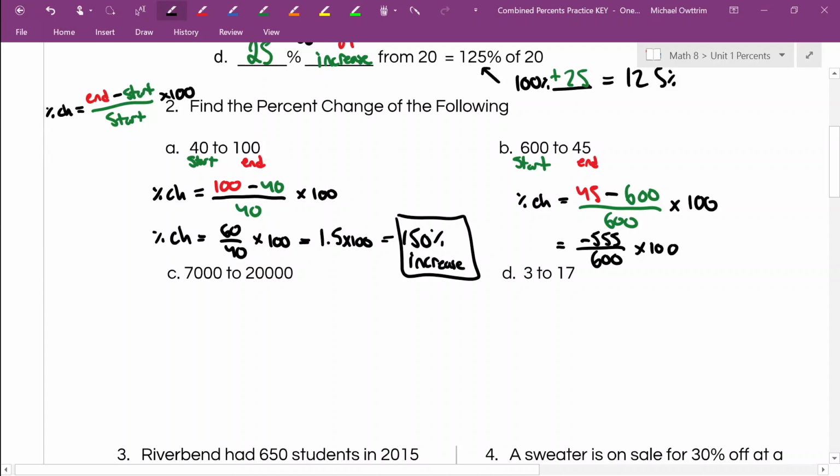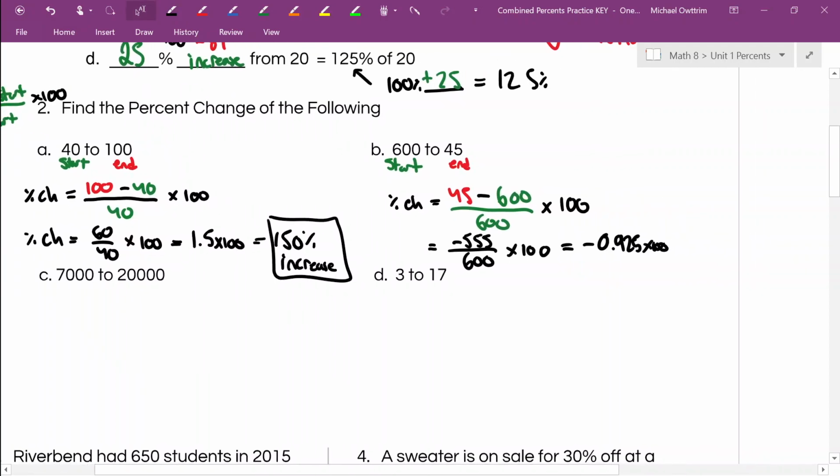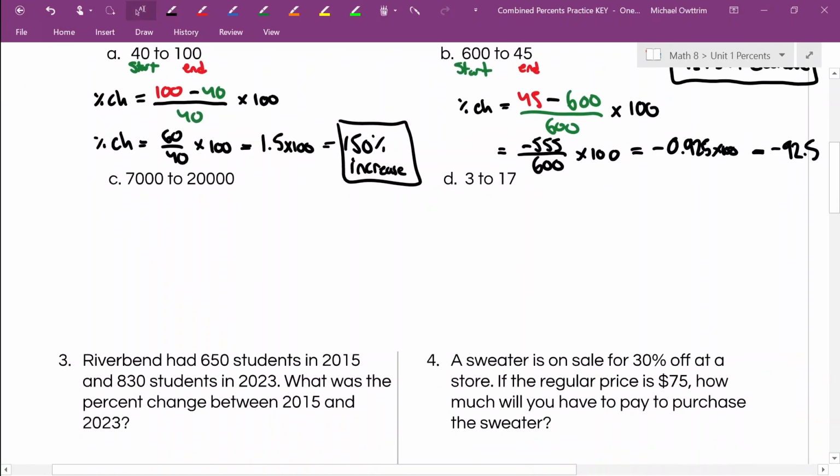And so we're going to do that division on our calculators. 555 divided by 600 gives us a decimal 0.925. And multiplying that by 100 is negative 92.5. So we'd say this is a 92.5% decrease. Notice you can either have the negative as the change or the word decrease, but you don't want to have both at the same time.